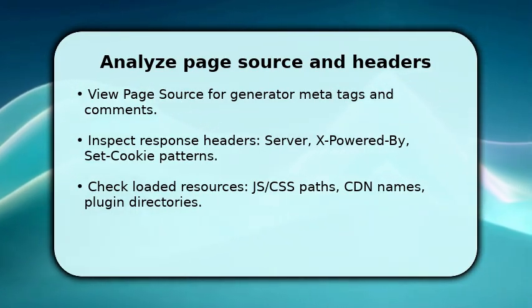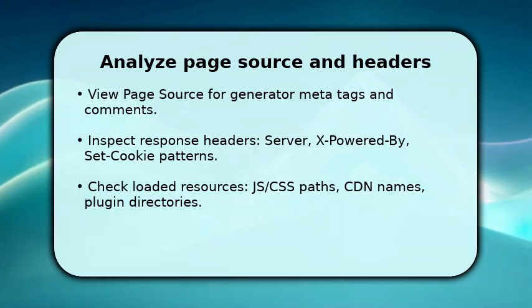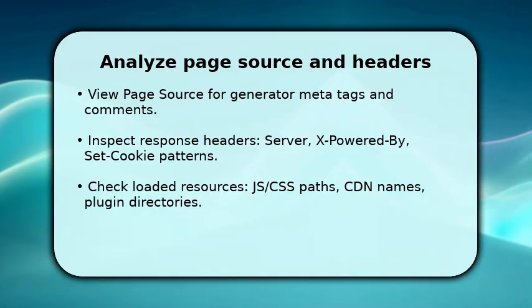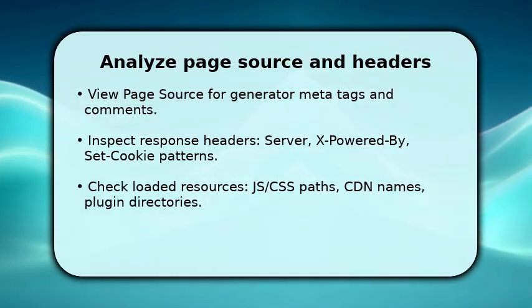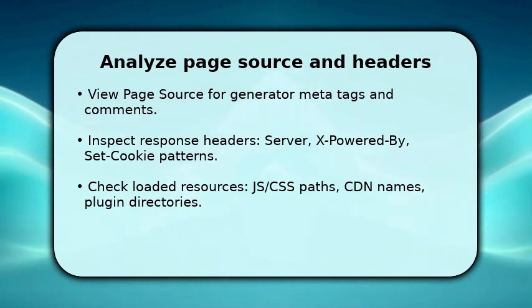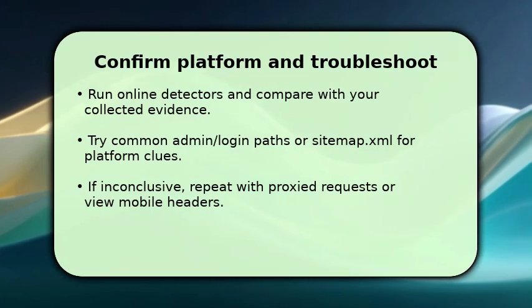Once you've mapped resources, look for plugin or theme directories, plus common file names. These reveal versions and ecosystem. Make sure to capture screenshots or HAR export for later cross-checking. You wrap up by corroborating findings.